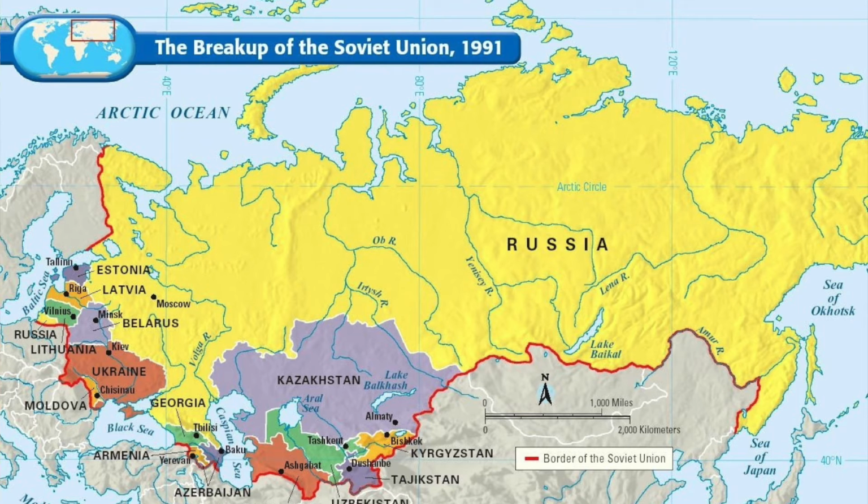The problems finally ended on December 24th, 1991. Gorbachev resigned and the Soviet Union collapsed. 15 independent countries rose from the ashes of the former Soviet Union. And that is a very brief summary of the Cold War in 2 relatively short lessons.